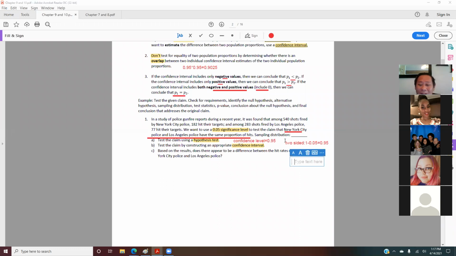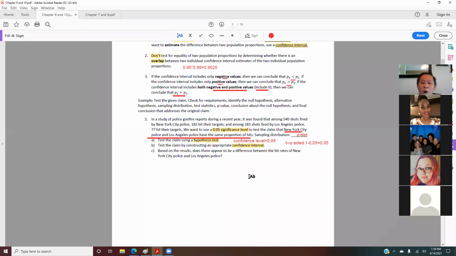Don't do that, please. So this is talking about proportion, so your distribution in this case is the Z distribution. If you read this, it's talking about how accurate the policemen are at hitting the target. In New York City, 540 shots, 182 hit the target, and in LA, 283 shots, and 77 hit the targets. So you want to test the claim that New York City police and Los Angeles police have the same proportion, meaning do they hit the target almost the same?